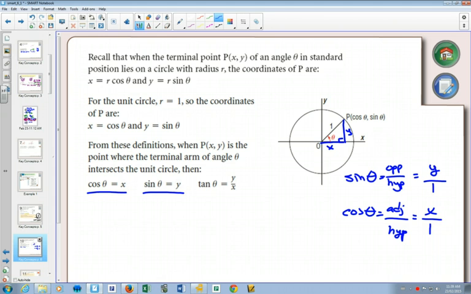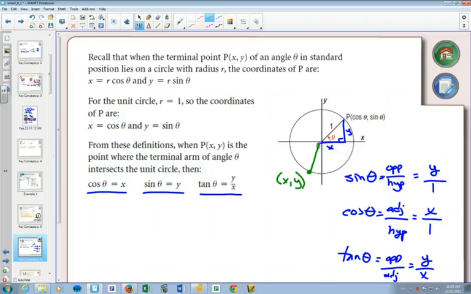And tan being opposite over adjacent, gives us that tan of an angle is just y divided by x. So we can now rename things. Any point on the unit circle, so if I would pick some point down here, normally it would have an x coordinate and a y coordinate.